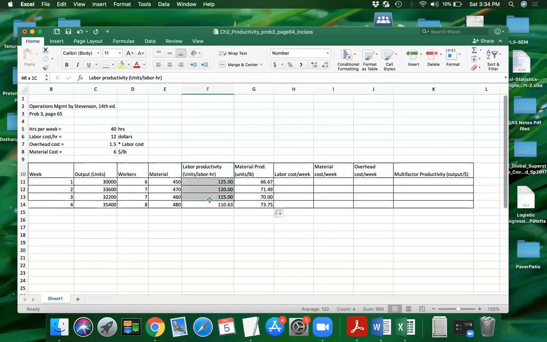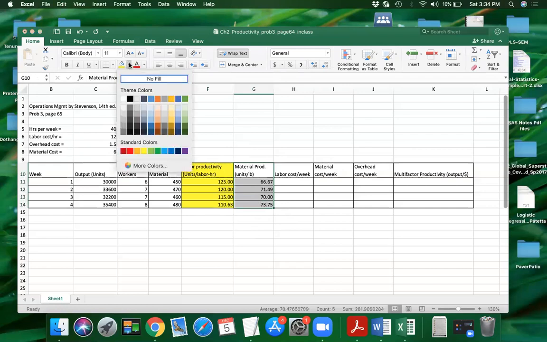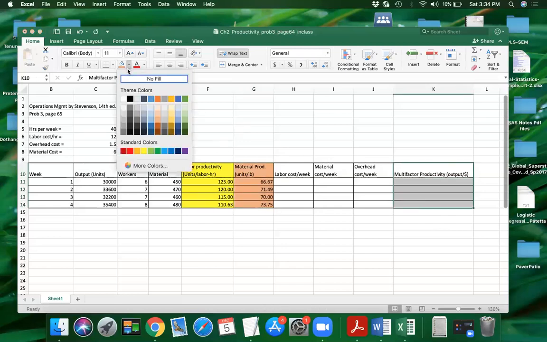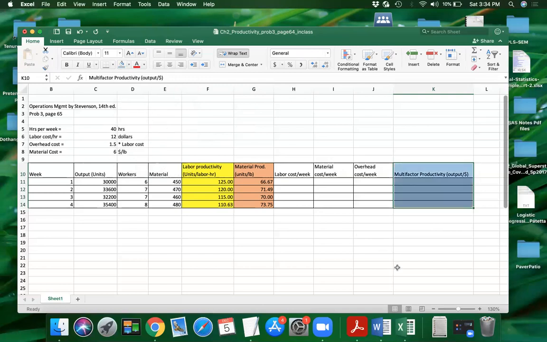Now, I'm gonna color this one. This is my labor productivity. This is my material productivity. So I'm gonna color this one as well. Let's say like this one. And this is my multi-factor productivity, which I need to calculate. I'm gonna color it by different color.